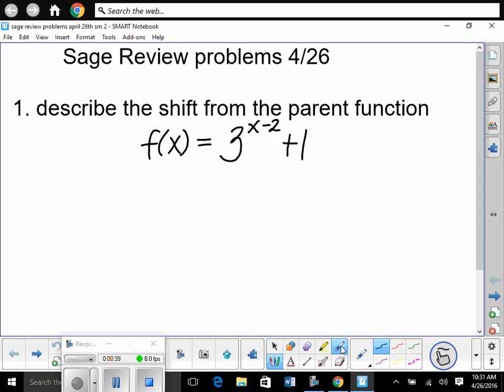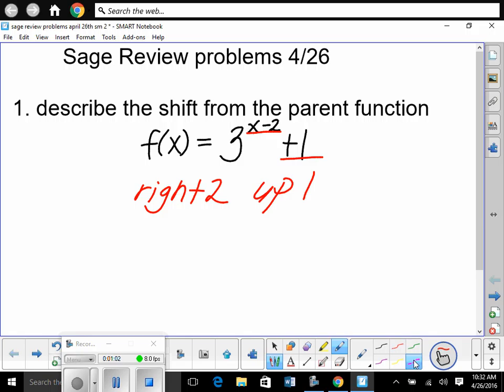Guys, shifting works the same for all functions. So anything added with x is your shift left and right. So tell me, what's my shift? Right 2. We're going to right 2. And then what? Up 1. Okay, so you guys just said that those were our shifts, which is true. So then if I asked you what's the parent function, wouldn't it be the same function without the shifts?